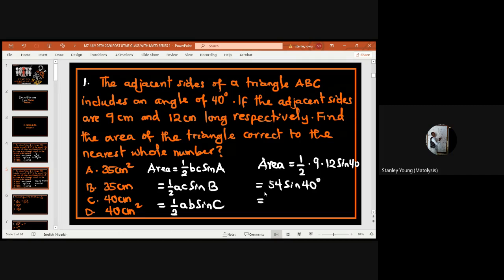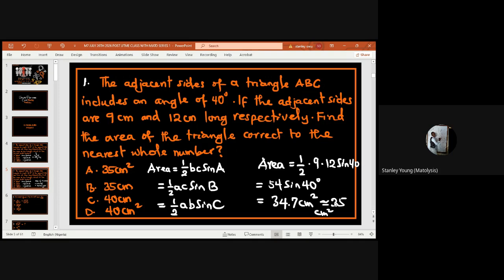So in that case, you have 54 sine 40. Press that. That gives us 34.7 centimeters square. The question wants you to put it to the nearest whole number, so this is going to be approximately 35 centimeters square.